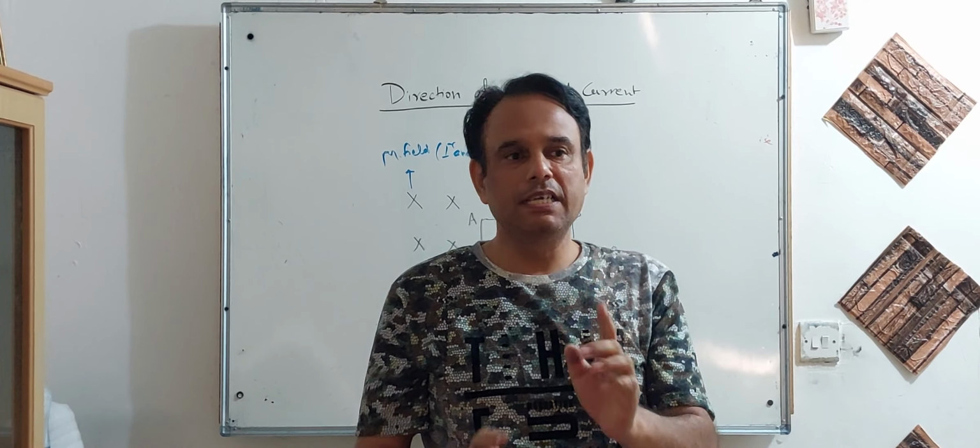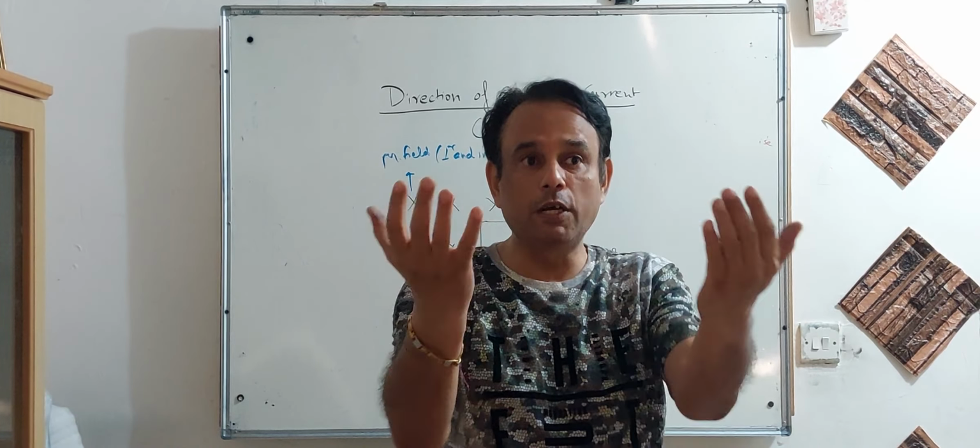So again I repeat, if someone is coming close to you, it says no, don't come close to me. If someone is going away from you, it says no, don't go away from me. So it always opposes the change. Keep that in your brain. Let us begin now here.